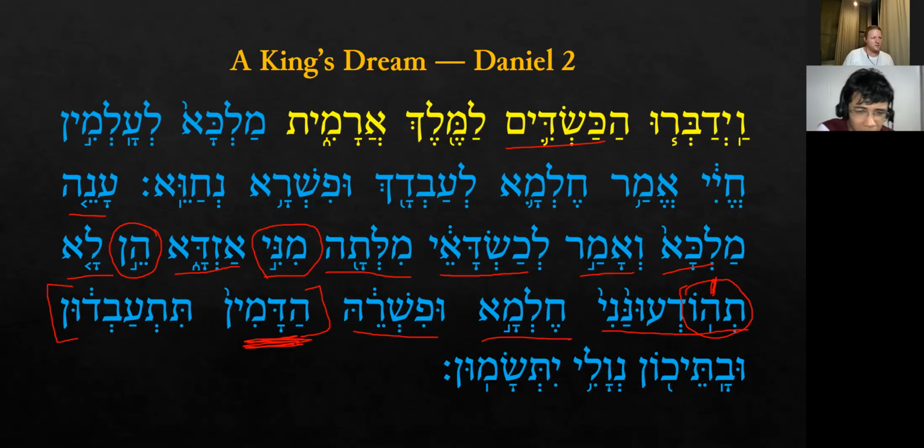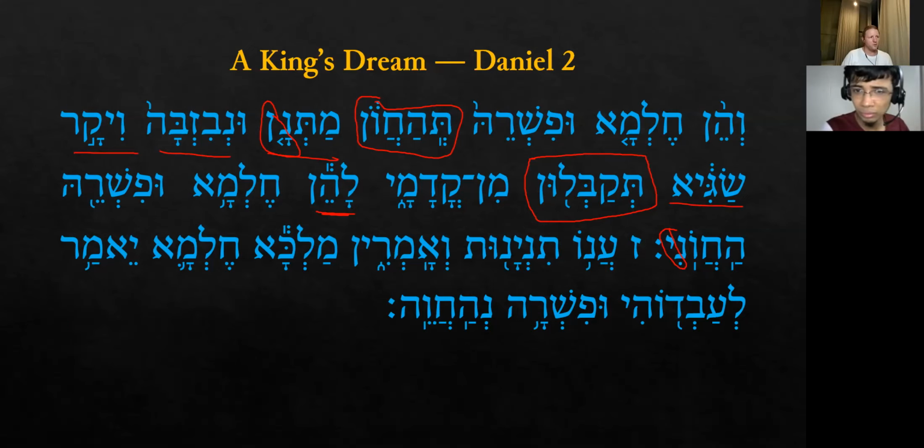Lahen, therefore, chelma ufishrei achavoni. This is with the me ending. So it means declare to me. So if the dream and the interpretation, you shall declare. If you declare the dream and the interpretation, gifts and a reward and great honor you will receive from before me. Therefore, the dream and the interpretation make known to me, or declare to me.